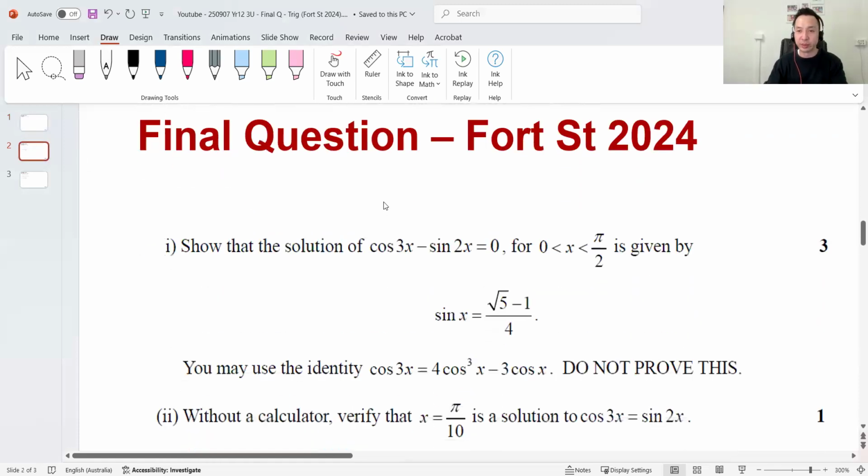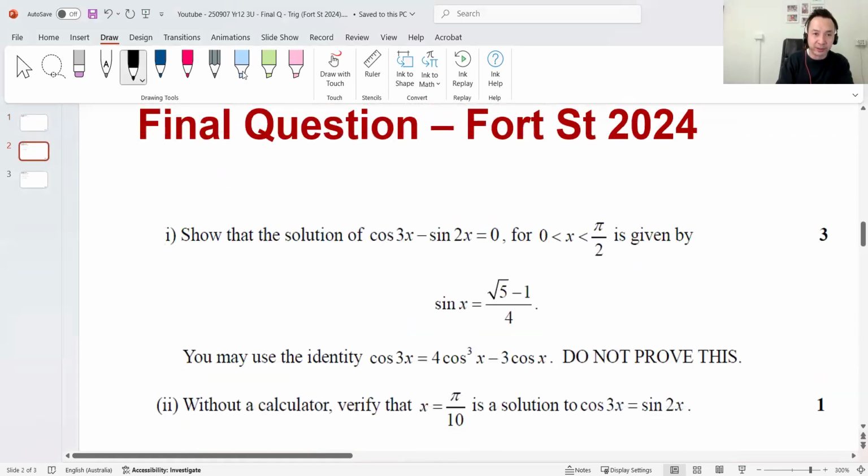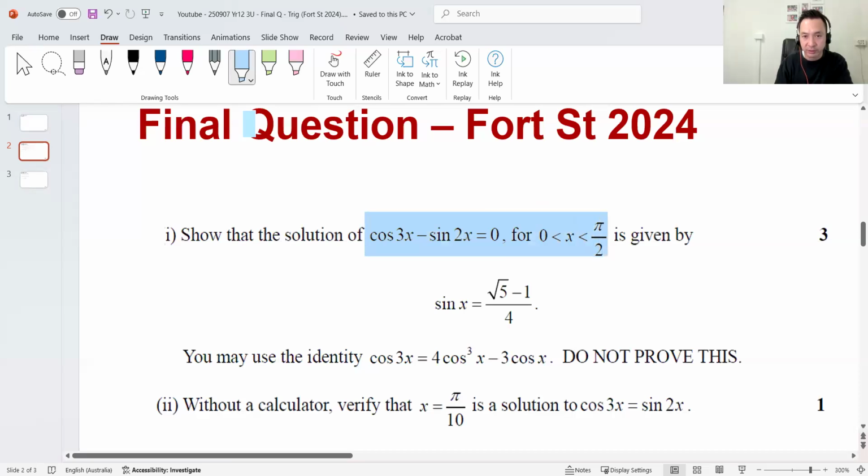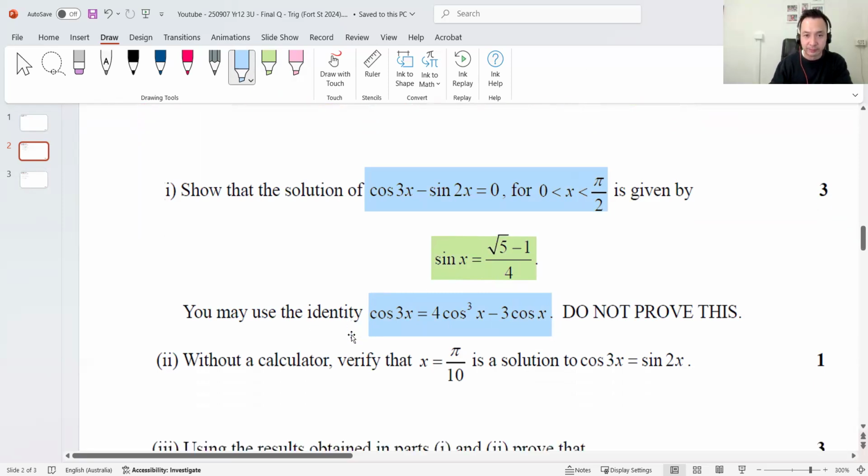So 4th Street 2024, first part. Okay, let's highlight key components. Show that the solution of this, where it's acute, is given by that. So that's what I have to show, right? That sine is the solution. I may use cos 3. Okay. So I don't think that's summing products. I think it's literally subbing that and then subbing double angles, right? I don't think that's anything fancy.